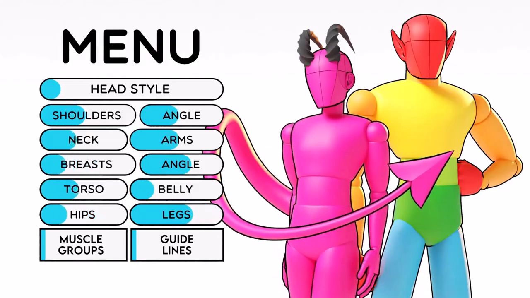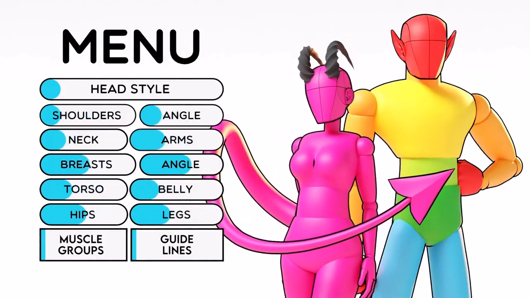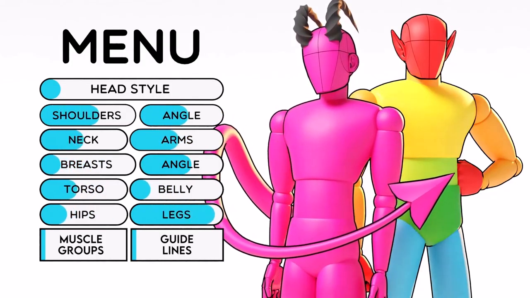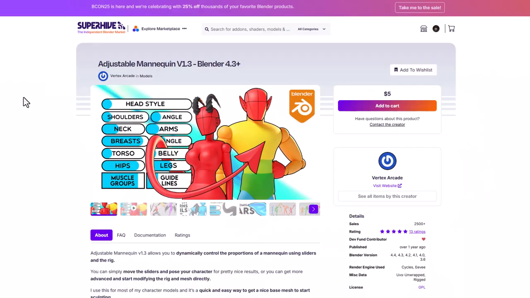Vertex Arcade has made the Adjustable Mannequin version 1.3, and this is an ultimate tool that would help you dynamically create 3D characters easily. By default, this is not an add-on, it is a Blender file that allows you to create the style of character that you want by adjusting the mannequin however you choose.